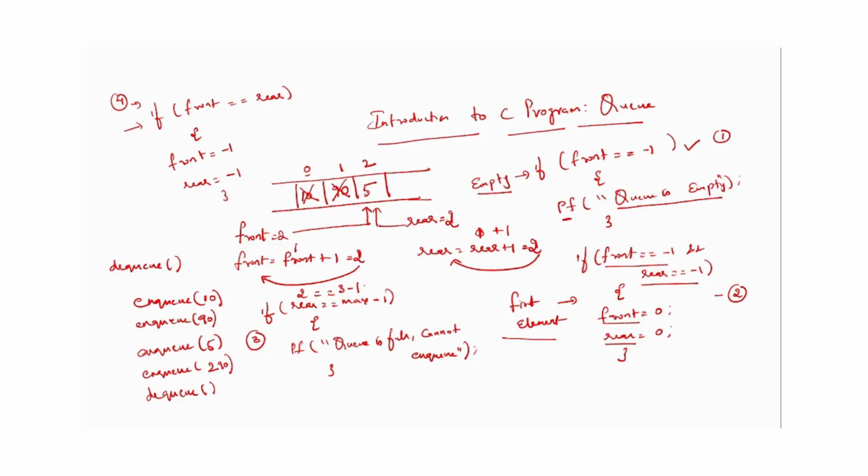If you want to delete this 5, how do you know that there is only a single element left in the queue? You cannot guess it, right? You have to check it. How do you check it? Using this condition: if front equal to rear. Here front equal to 2 and rear is 2. Is 2 equal to 2? Yes, true. Therefore, what will you do? You say front equal to -1 and rear equal to -1, right?